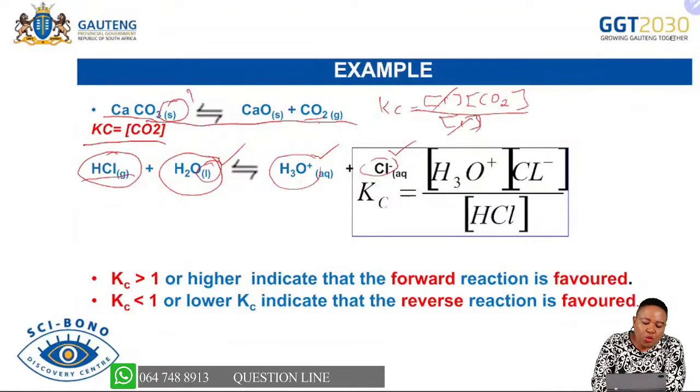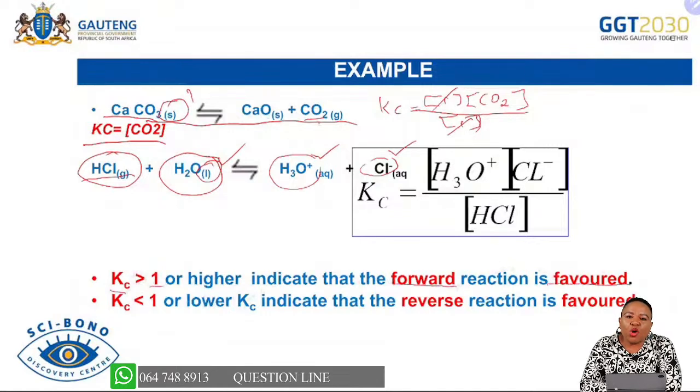And what you must also know is that as we are going to calculate the equilibrium constant, we must also look at the value that we are going to get. They are saying if the Kc value is greater than 1 or higher, this indicates that the forward reaction is favored. So as we calculate the equilibrium constant, we are also going to look at whether the forward or the reverse reaction was favored.